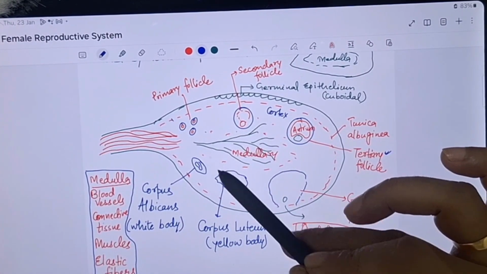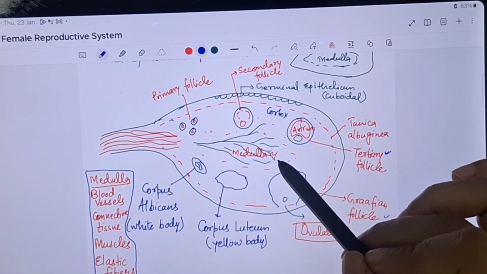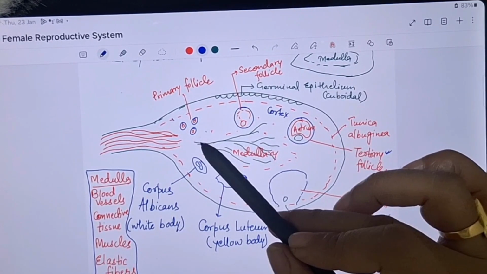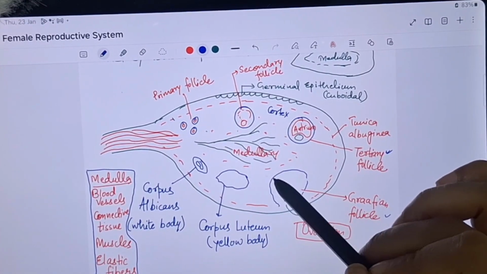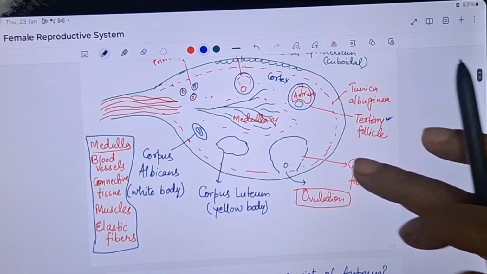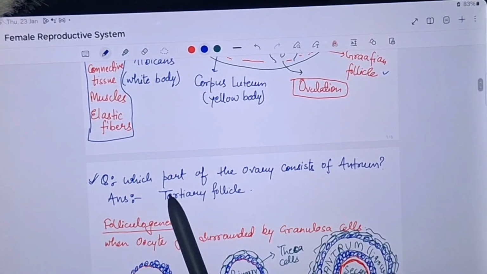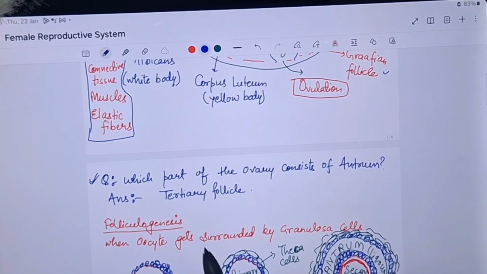As I told you, the internal part of the ovary is termed the medulla, which has several blood vessels, connective tissue and muscles along with elastic fibers. Now, a very common question, which I told you is very important: which part of the ovary consists of the antrum? The answer would be the tertiary follicle.